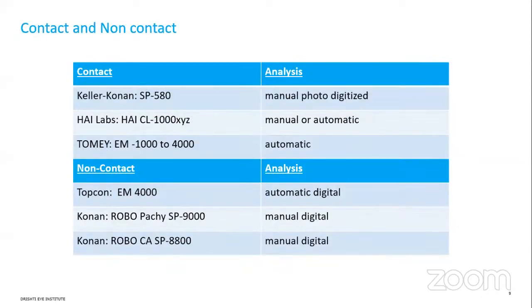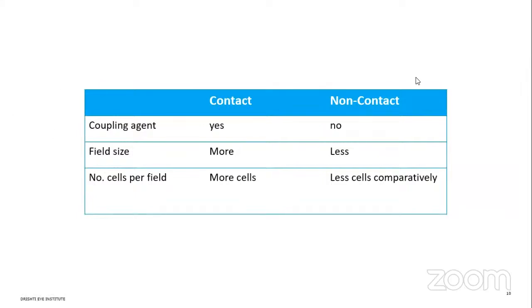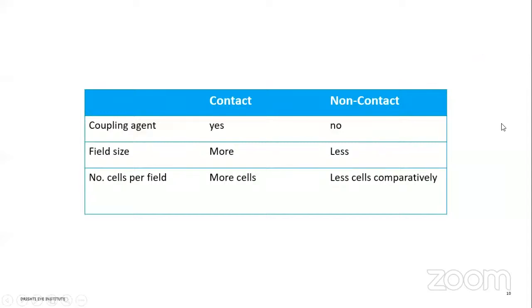There are two types of specular microscope, contact and non-contact models. The contact instruments have objective lenses and they applanate the corneal surface. So during applanation, the cornea is flattened, hence the image range seen by the specular microscope. I think we all have to mute ourselves, please.